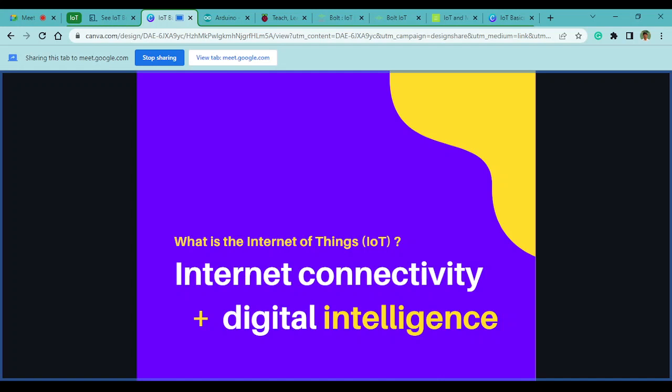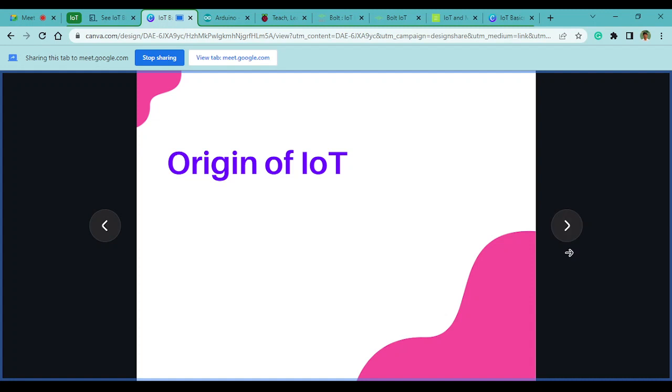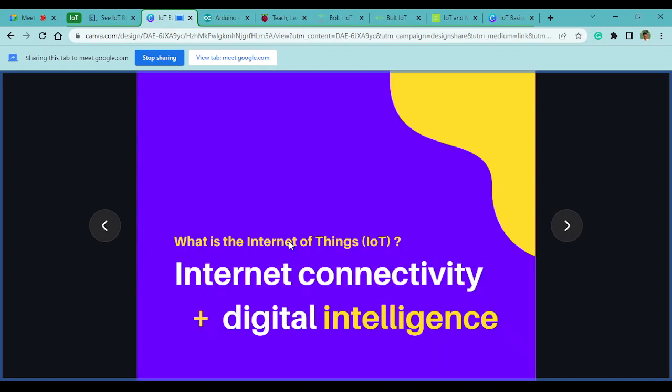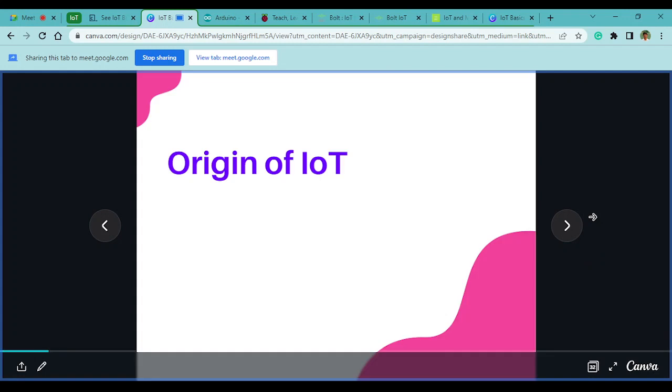So by the end of the day, we are getting digital intelligence from this huge amount of data that we collect over the internet, right? So that's the basic definition of IoT. It's just everyday things like fans or smart devices that can be interconnected throughout the internet with the help of sensors.